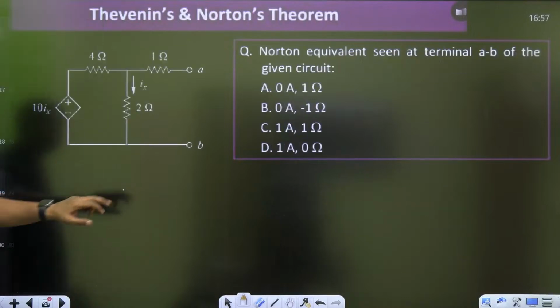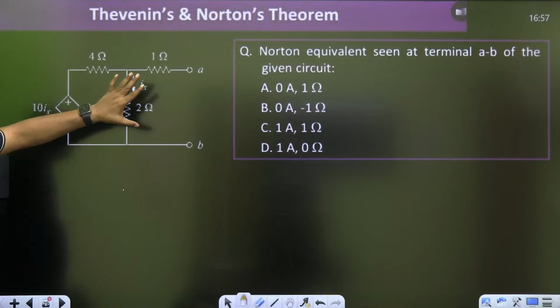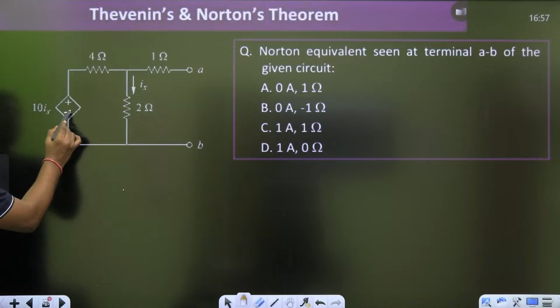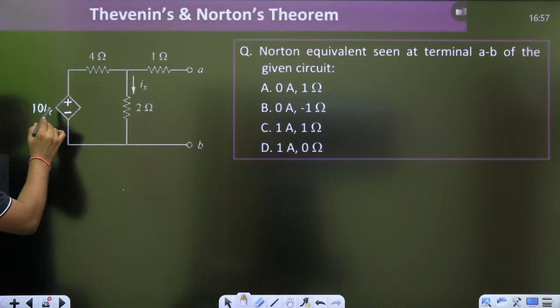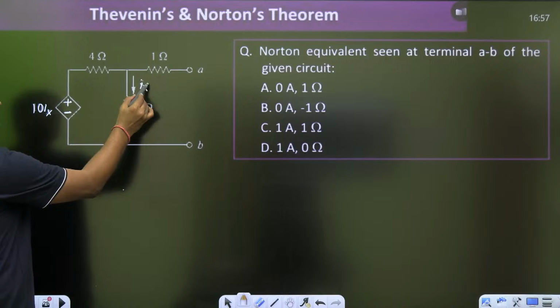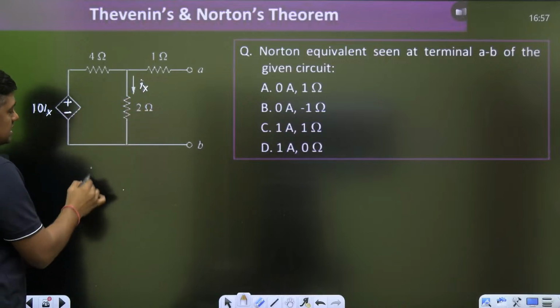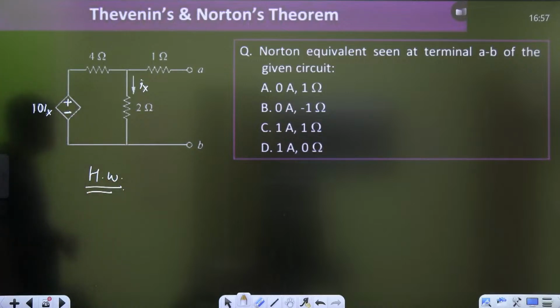Now please take a screenshot. This is the 10ix, 4 ohm, 1 ohm, 2 ohm. This is the ix. You have to find the Norton's equivalent seen at the terminal AB. This is with dependent sources. 10ix. Where is the ix? This is the ix. So with the dependent sources, what is the answer? This is the assignment for you. Next class I will discuss. In the comments box you can give the answer.